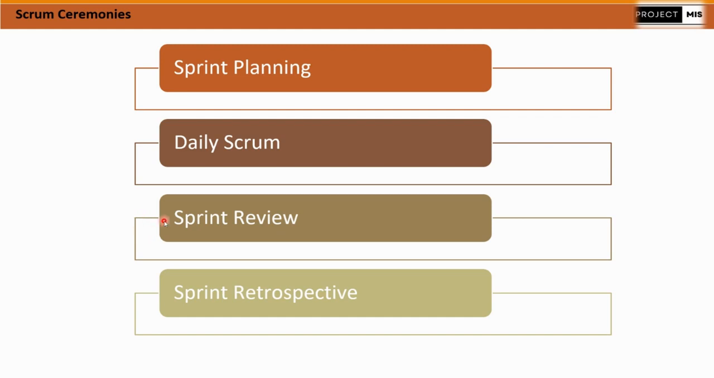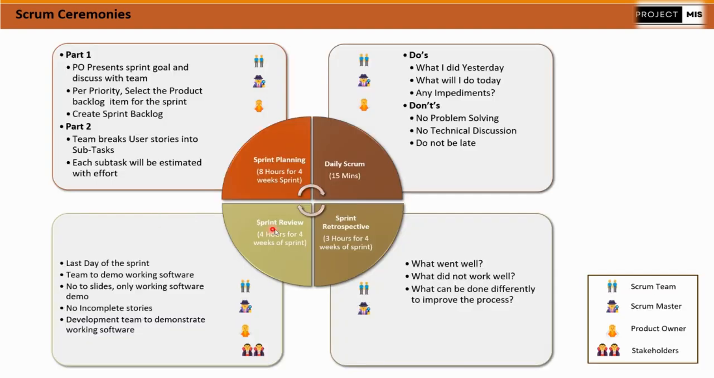Sprint review, the third scrum ceremony. First, let's start with the people who should be joining this sprint review call. As per the legend, you can see Scrum team, Scrum master, product owner, and stakeholders.